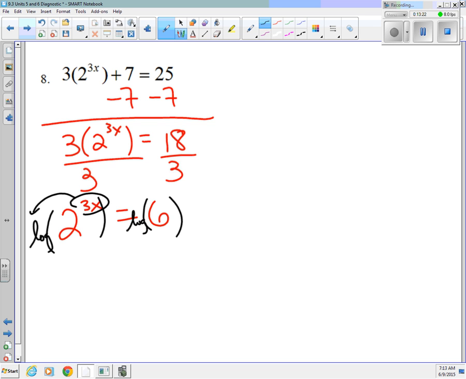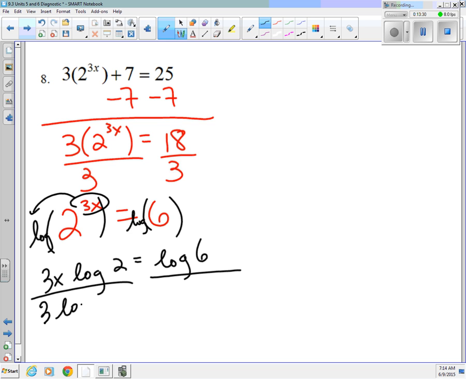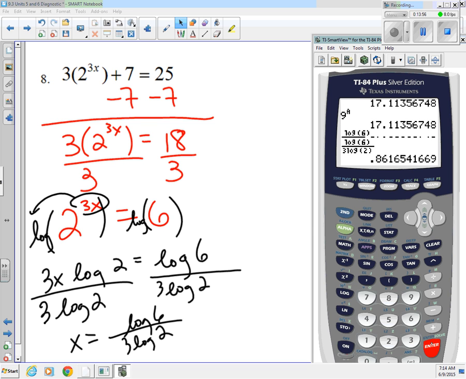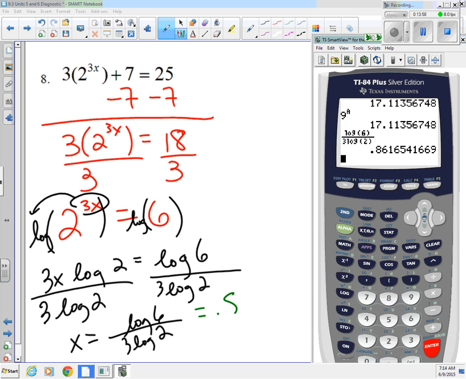And I can bring down the 3x, so I can do 3x log 2 equals log of 6. And divide both sides by 3 log 2 to get the x by itself. So I get x is log 6 over 3 log 2, which you could leave by itself, but if you're rounding to the nearest hundredth, we can throw that in the calculator. Alpha y equals enter. We can go log 6 over 3 log 2, and I get 0.86, which you can also check on the calculator. Okay?